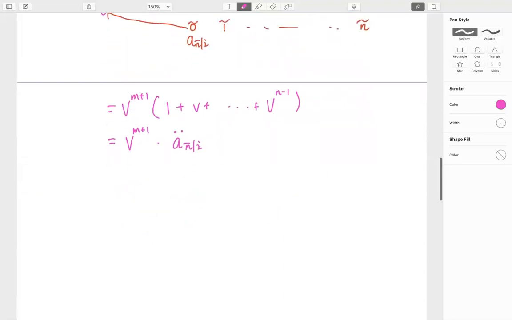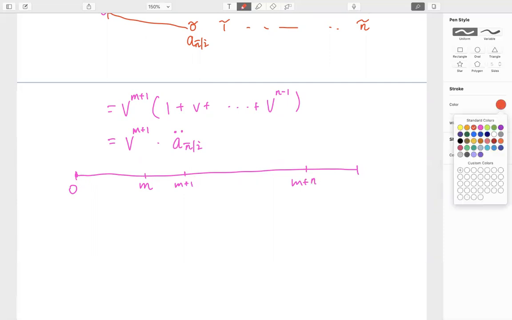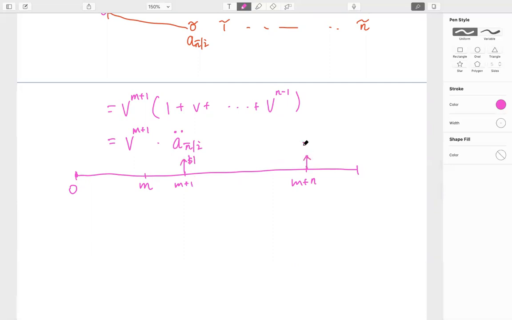Again, everything makes sense if you draw a timeline. So I want my present value to be evaluated at this original 0. So let's say this is the last payment. So now let's do a time change. Okay, so I know my first payment is here, last payment is here.